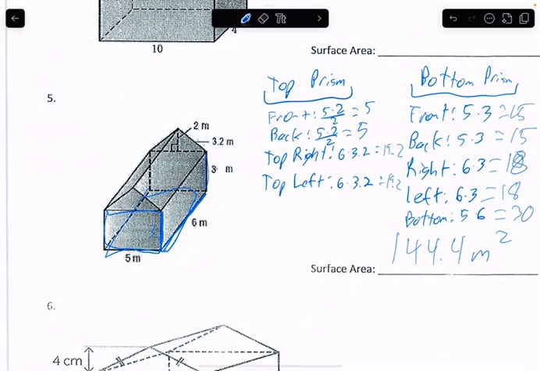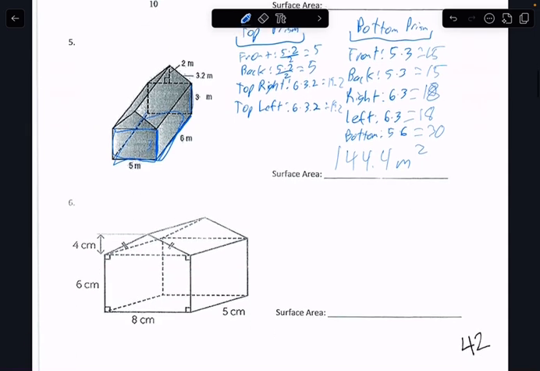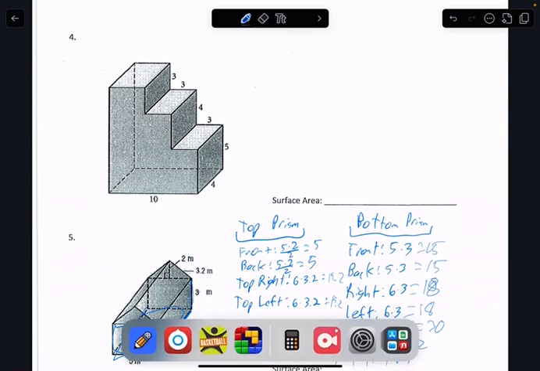All right. So in summary, to find the surface area of a composite prism, okay, you've got to just list out each of the faces and then find the area of those faces and then add them together at the end. All right. Triangular prism is a little bit tougher, but we've got all of these prisms to find the surface area of.